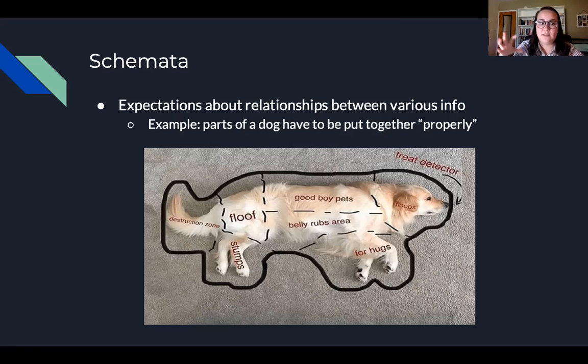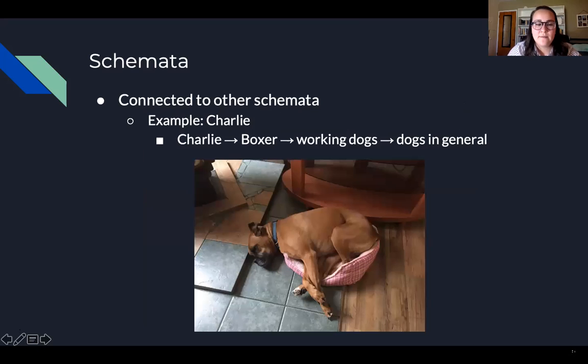Like that would be this sort of monstrous looking Frankenstein's monster of a dog, right? You wouldn't look at that and say, oh, well, it has all the parts of the dog, so it is a dog. It not only needs to have the parts, but they need to be organized in a certain way. They need to be relational to each other in a certain way.